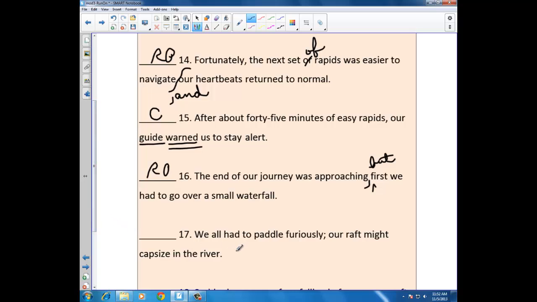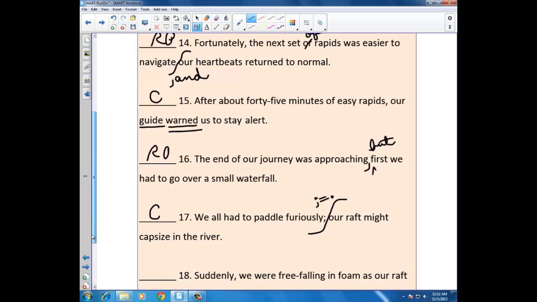We had to paddle furiously; our raft might capsize in the river. Let's check that semicolon. Is this semicolon equal to a period? Yes, because you could have written, we all had to paddle furiously, period. Our raft might capsize in the river. Sometimes in stories like this one, a writer will use a semicolon in order to create some tension and to keep the story moving along.